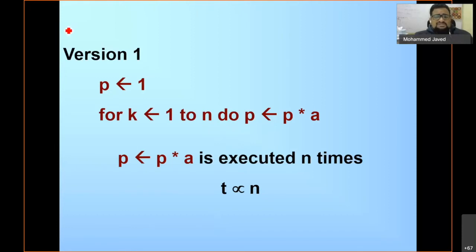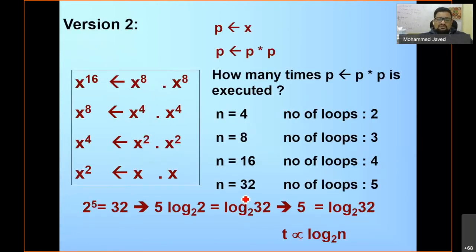So now let us try to see version 1, which I already discussed. Here p is equal to 1, and for k equal to 1 to n, you simply multiply a n times. So p equal to p into a is executed n times. So here the worst case time complexity t is proportional to n in this particular algorithm.